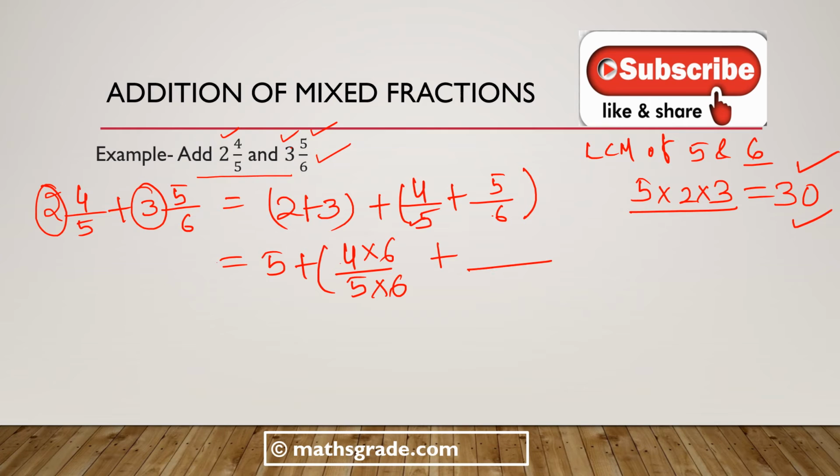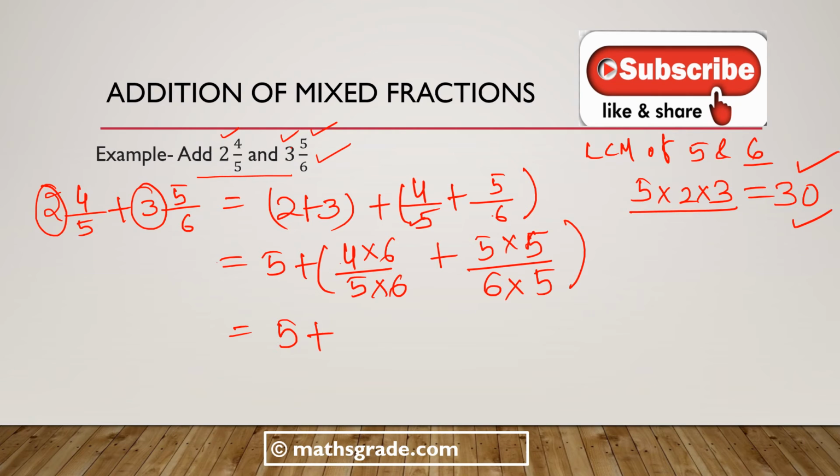Now in the second fraction, 5 divided by 6, we have to multiply the denominator 6. What number do you have to multiply the denominator 6 by to get the LCM, that is 30? In the table of 6, we know multiplying the number 5 with the number 6, we get 30. So you have to multiply the number 5 in the numerator with 5. 5 multiplied by 5.